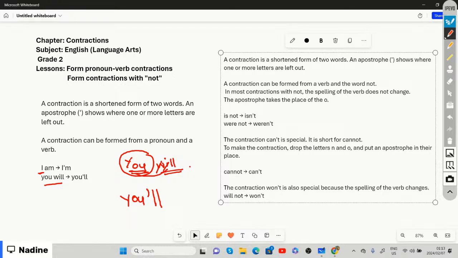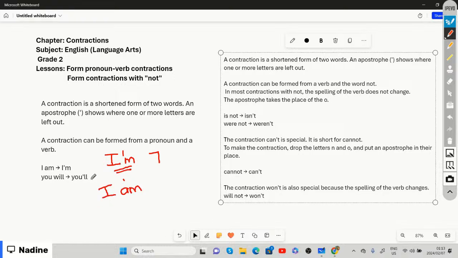Yes, wonderful. So instead of saying I am 7, you said I'm 7. So wonderful, well done. That is correct. So I'm 7 instead of I am 7, because I'm stands for I am, but it's just a shortened form of that word, or a shortened form of two words.